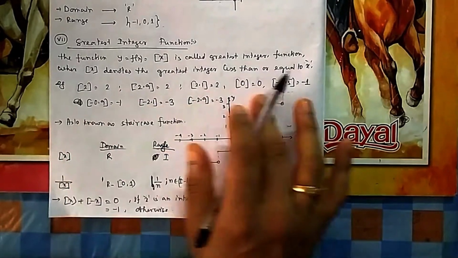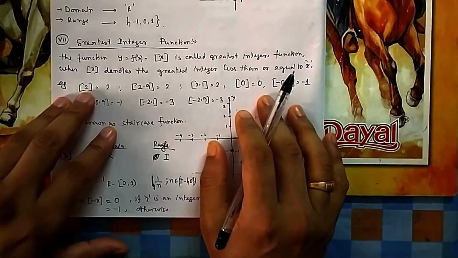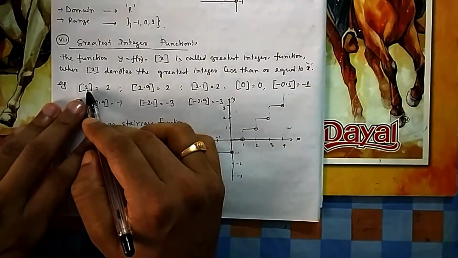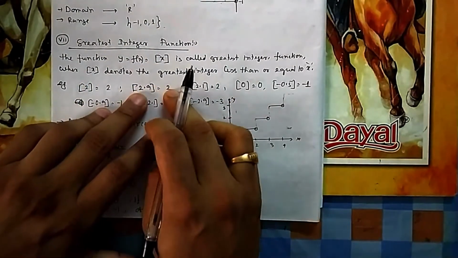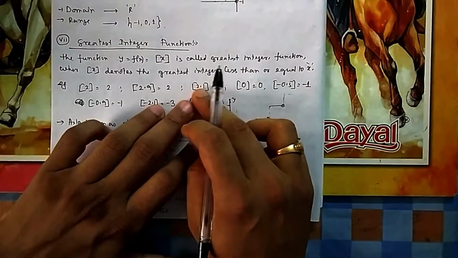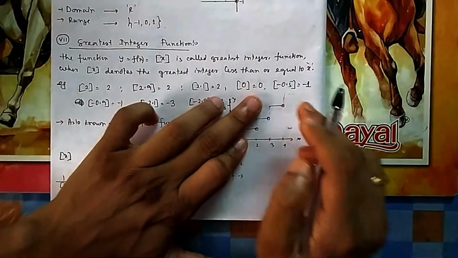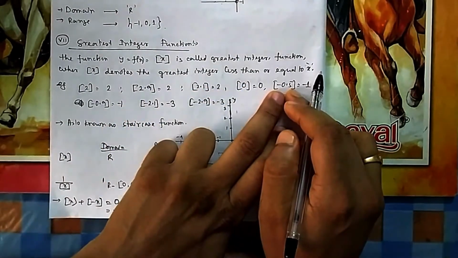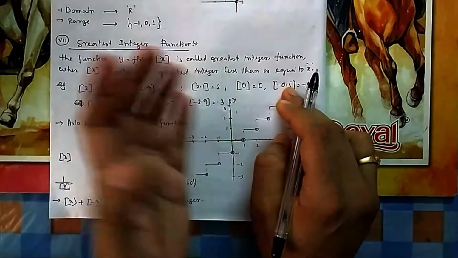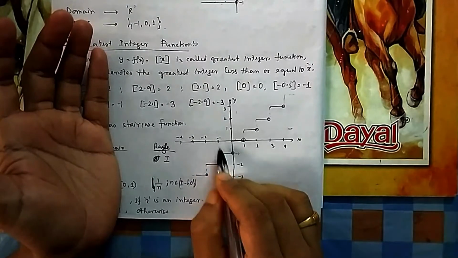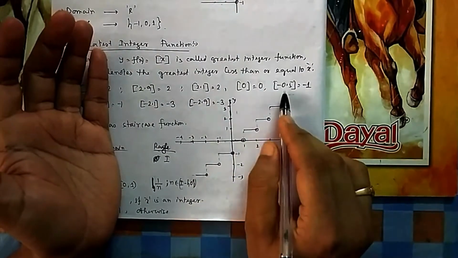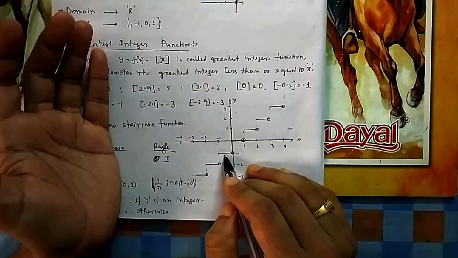I have given some examples so that it becomes easy. If I put 2, box 2 is 2, because the greatest integer possible here is 2 itself. For 2.9, the greatest integer is 2. Box 0 is 0. But if I say minus 0.5, then you don't say 0, because I am saying left hand side. So if minus 0.5 is here, what is the left hand side? That is minus 1. So your output will be minus 1.